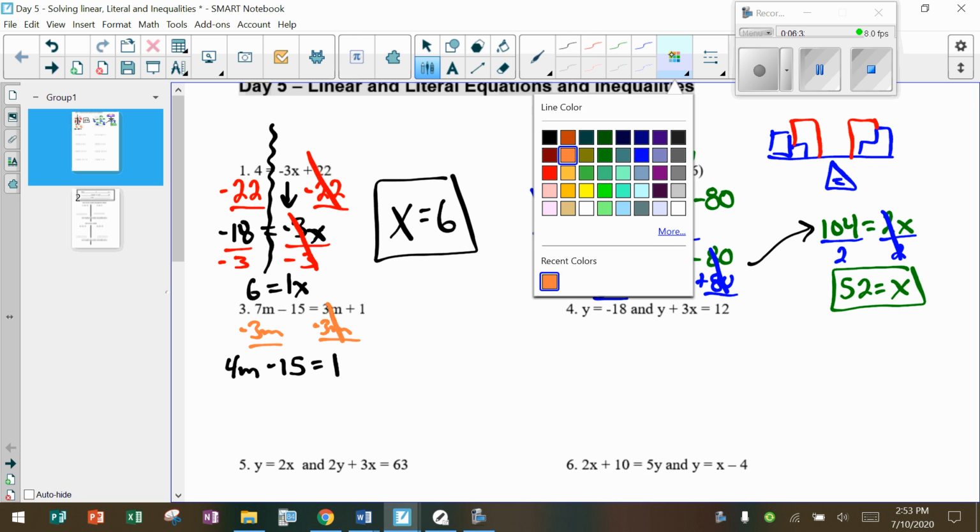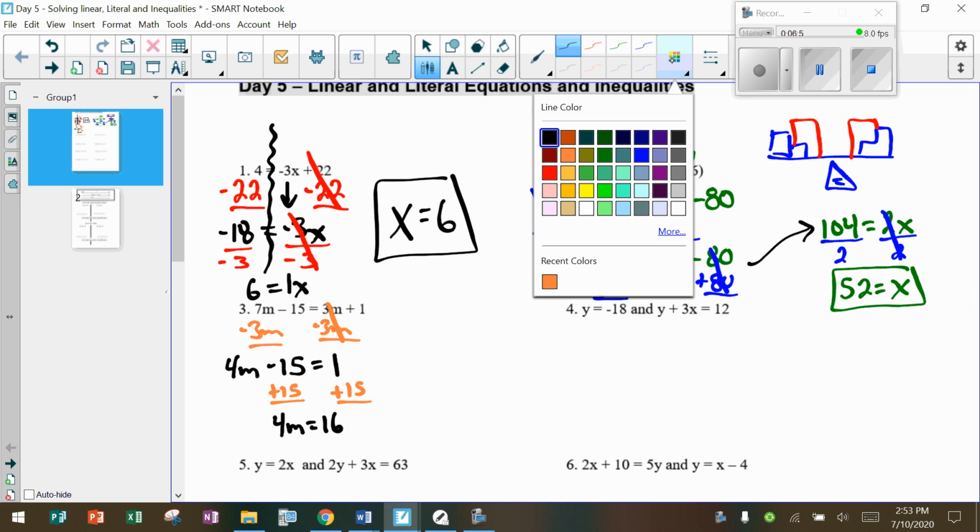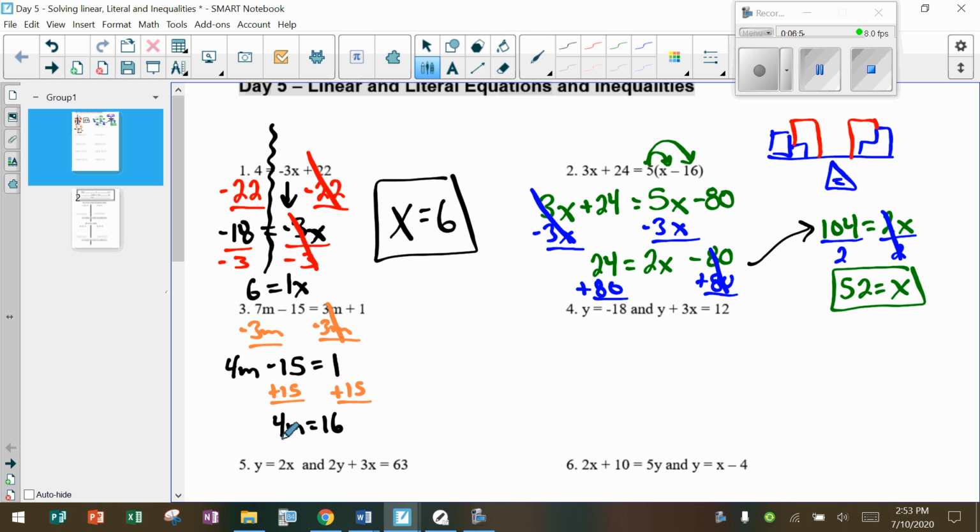Now I want to get m all by itself, so to get rid of the minus 15, the opposite of minus 15 would be to do plus 15. So I add 15 to both sides of my equal sign. Bring down the 4m, and then 1 plus 15 makes it 16. And to get the m by itself, this is 4 times m. The opposite of times is divide. So I divide both sides by 4, go to my calculator, and 16 divided by 4 is 4.